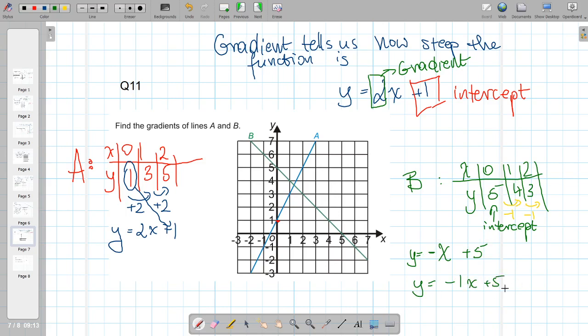I'm not sure if MathsWatch will accept that, because they are quite specific; I said that a few times I think, you shouldn't really write -1x, it's just -x. Okay, so this is how you do the gradients and find the equations of the lines. Oh, actually, they tell you only to find the gradient of the function, which is this. So the answer to A will be 2, and to B will be -1. Sorry, I did too much, but you'll know for the next lesson what to expect.